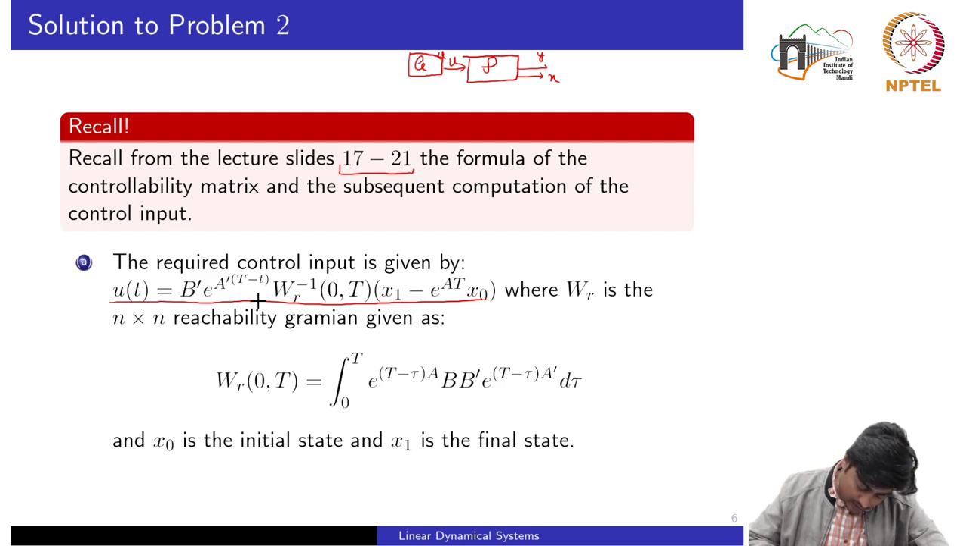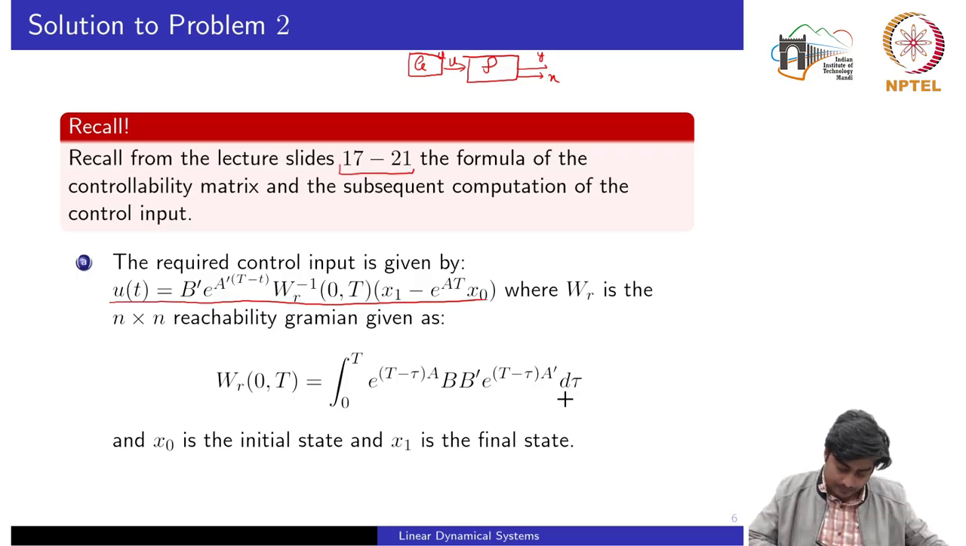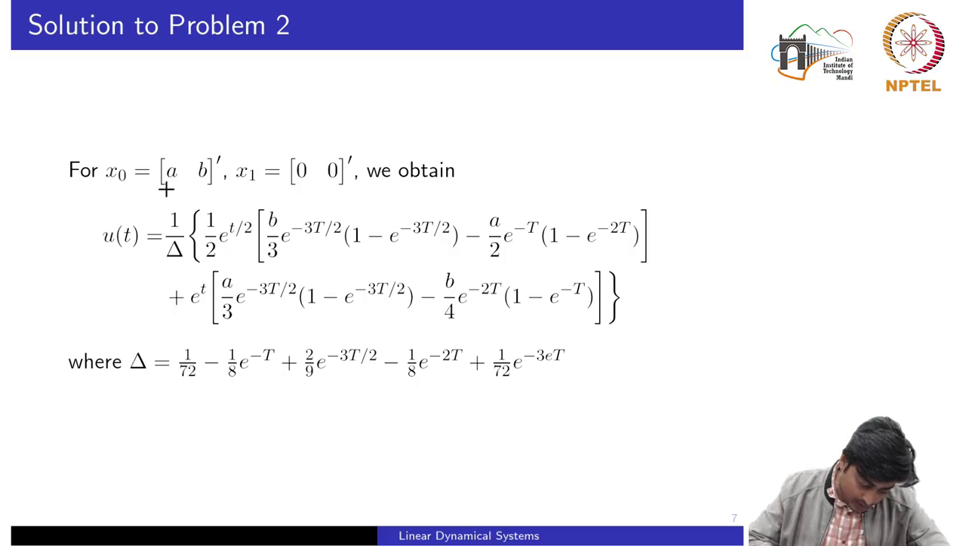So we can compute the control input using this formula, which requires computing the Gramian matrix, whose formula is given here. Once all the computation is done, we put the initial conditions as a and b and the final condition at time T as 0, 0. After putting all these equations and the parameter values, you would find this complicated u, where this delta is given by this. This is just a simplification of solving the integration involved in the Gramian matrix.